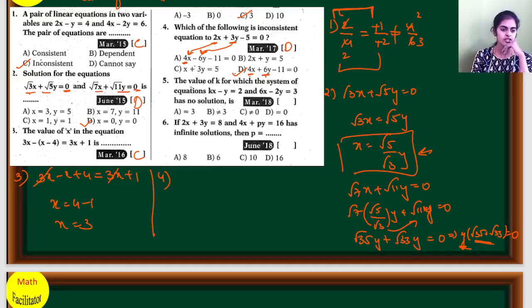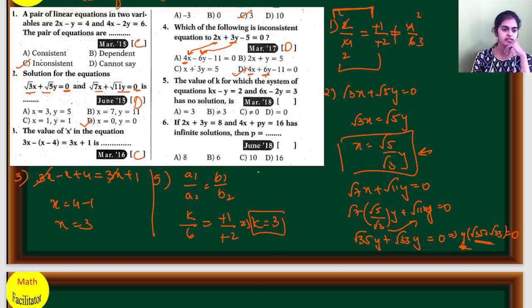Okay. Next question, the value of k for which the system of linear equations has no solution. So if it is no solution, which means they have to be what? They have to be parallel lines. No solution means it is parallel lines. So I can say a1 by a2 should be equal to b1 by b2 since the lines are parallel. So a1 is k, a2 is 6, equal to, this is minus 1 by minus 2. So finally I can say k equal to 6 by 2, which will be 3. So k equal to 3 is the correct answer.